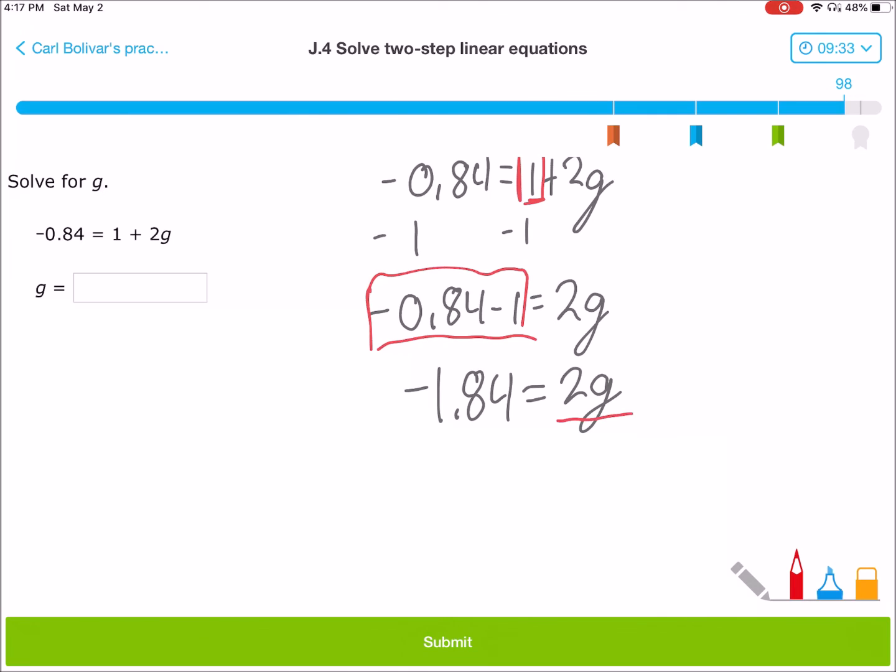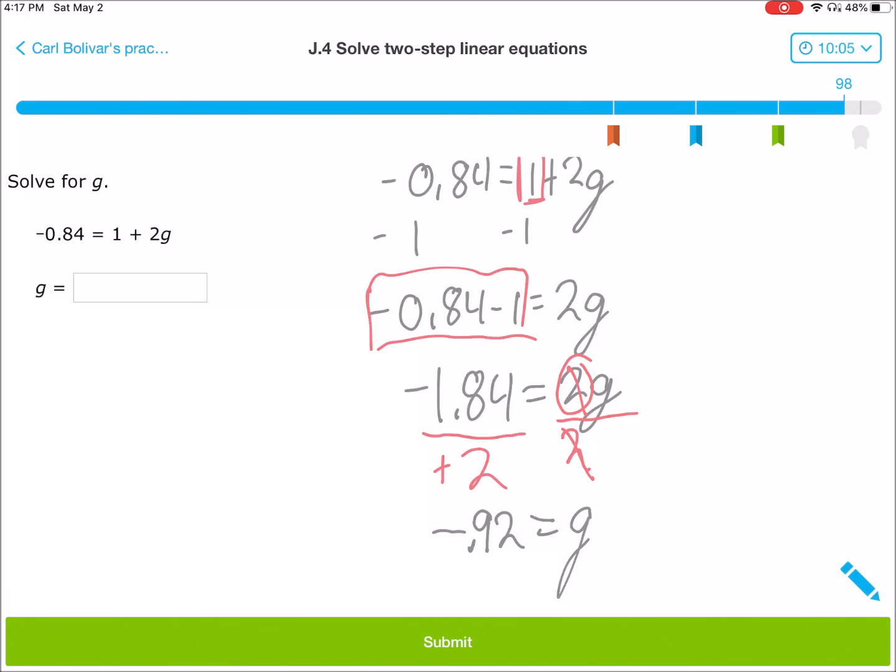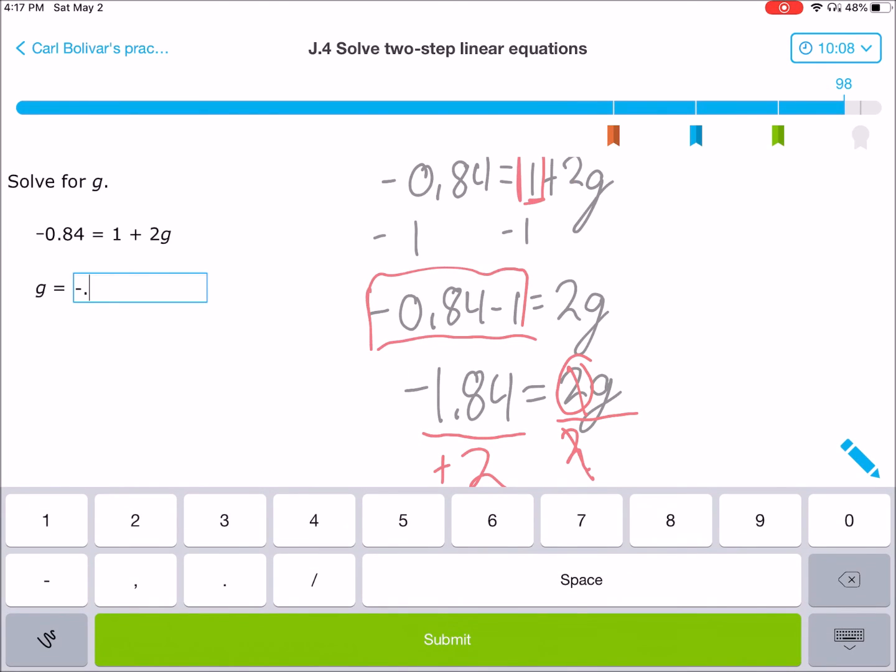Now we will divide by 2 since there's the 2 right here, and we will divide the other side by 2 as well, and this will be negative. Since this is a positive and then a negative always wins. Alright, so this will become negative 0.92. Yeah, negative 0.92 is equal to g. So I hope that you guys got the answer. Negative 0.92.